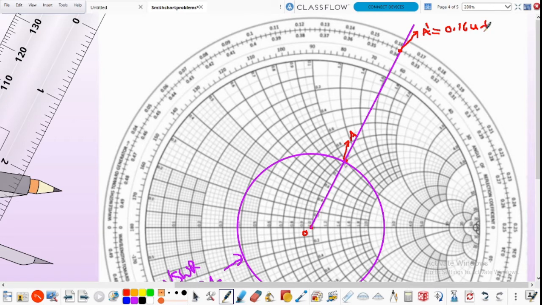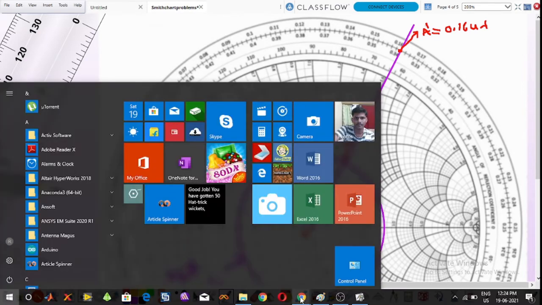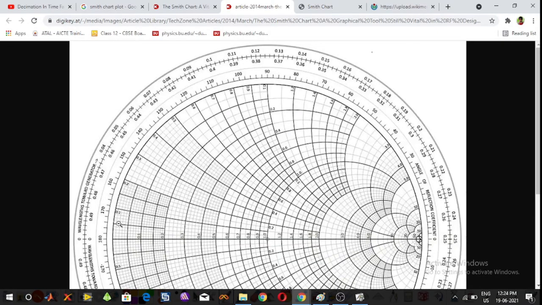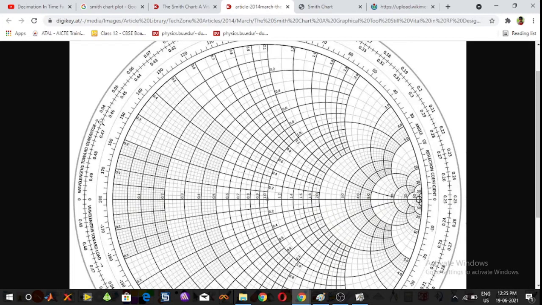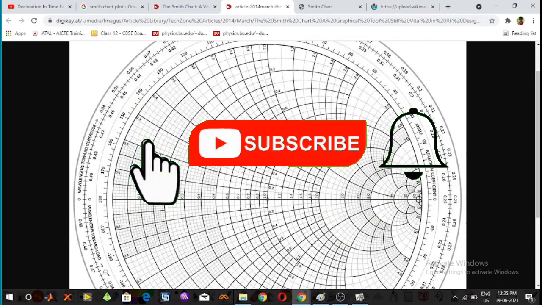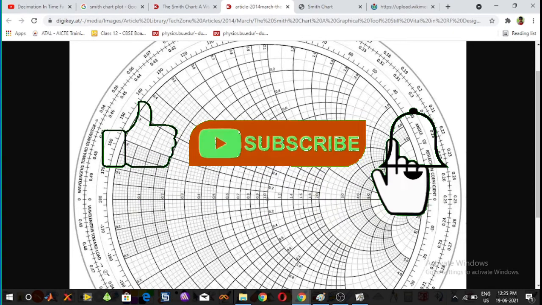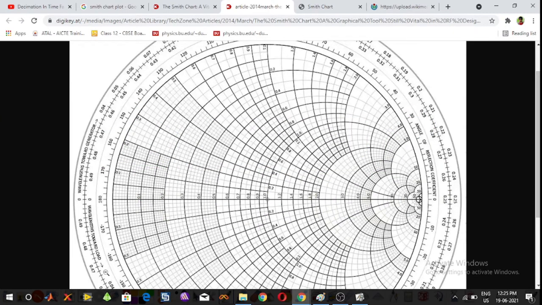Next, given that, calculate the impedance at 1/8 wavelength away from the load end. Away from the load end means wavelength towards the generator. This is the wavelength towards the generator, and this is the wavelength towards the load. So calculate in this direction.